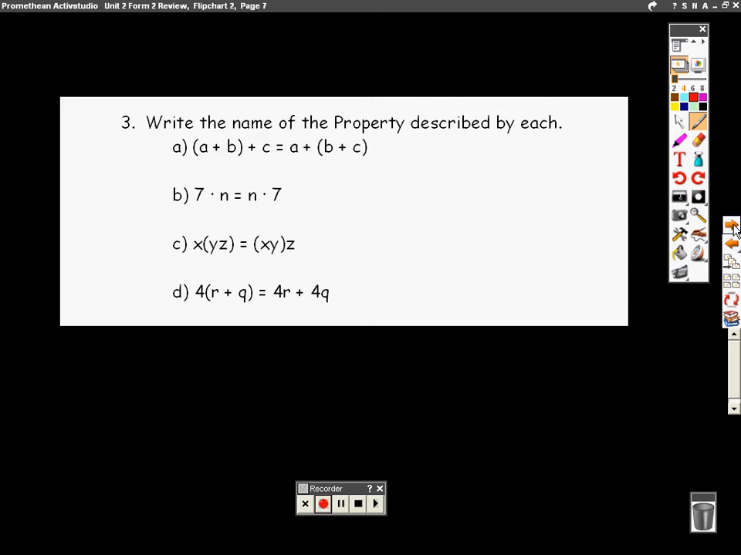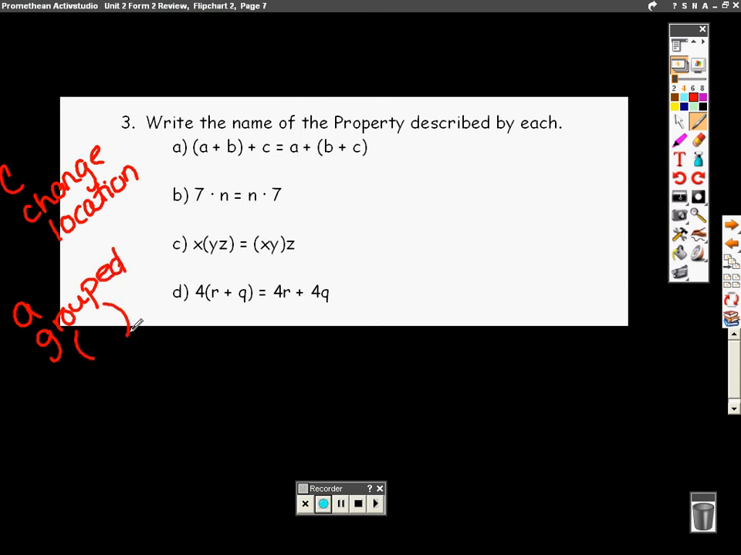Properties. So we've got to decide if it's commutative, that means we're changing the location. If it's associative, that means it's the way it's grouped, or we're looking for parentheses. And if it's distributive, we should see addition and multiplication, so 2 operations.